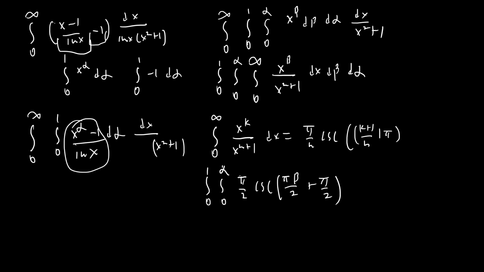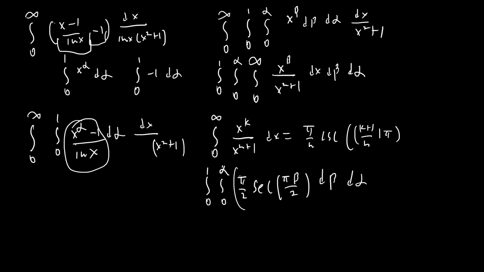One quick glance at the graph of cosecant of x will convince you that the graph of cosecant of x plus pi over 2 is just secant of x. So we can just take out this plus pi over 2 and replace this cosecant with just normal secant. So we're going to get pi over 2 secant of pi beta over 2, and all of this is d beta d alpha.